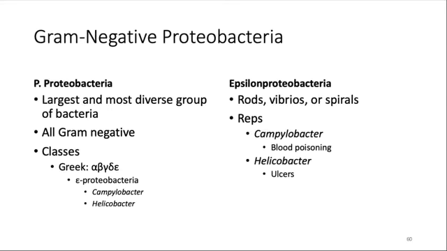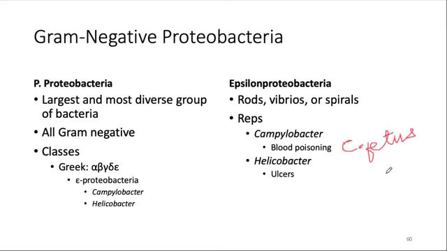Campylobacter bacteria is associated with blood poisoning. Example would be the Campylobacter fetus, so C. fetus. And C. fetus will cause spontaneous abortion in domestic animals. And then you also have Campylobacter jejuni, which is an important foodborne disease agent. Then you have the Helicobacter, which are associated with cancer.